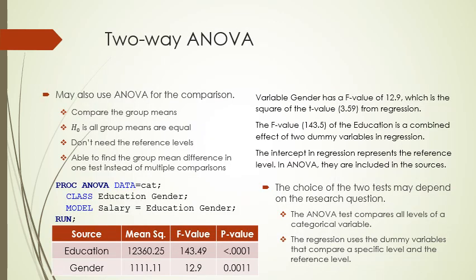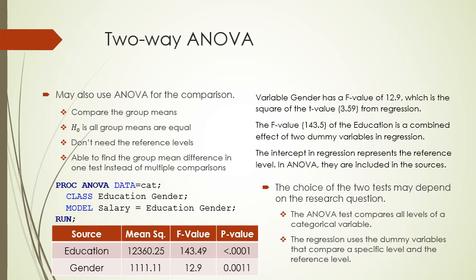When we have continuous outcome and categorical independent variables, we may also use ANOVA tests to compare the group means. Now let's compare the regression with ANOVA test. In ANOVA, we don't code the predictors into dummy variables. Thus, we don't need to set the reference levels. The test checks the null hypothesis that all group means are equal and is able to find the group mean difference in one test instead of multiple comparisons.